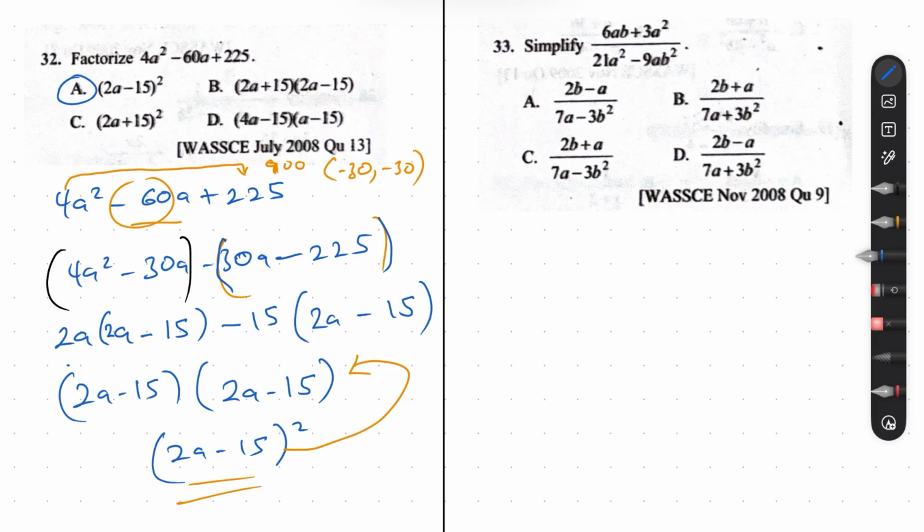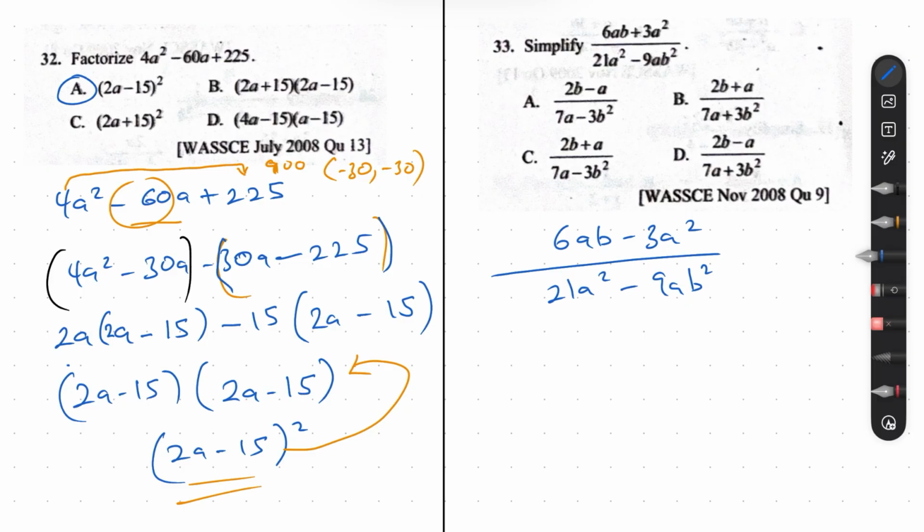Okay, cool. Let's move on to question number 33. Question number 33 says simplify this expression. Okay, so let's write it down. We have 6ab minus 3a squared all over 21a squared minus 9ab squared, sorry.